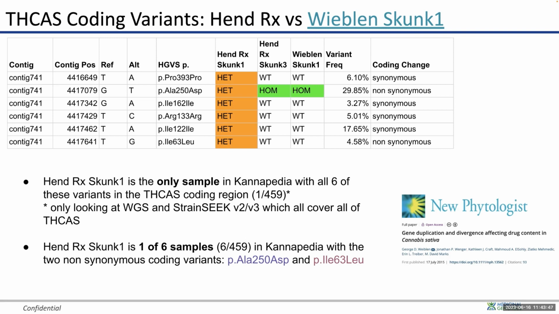So what I also, and help me with this interpretation, is that in the Skunk 3, in comparison to the Skunk 1, they're both homozygous for allele 250 ASP. And that allele frequency is also present in nearly 30% of all of the Canopedia samples that you have full genome sequencing of. So it's kind of like a 3 out of 10 likelihood that it is homozygous, or is it just that it's present?